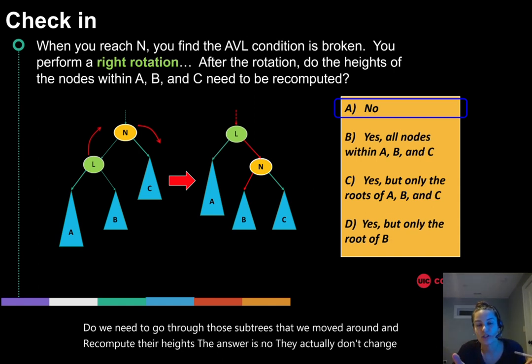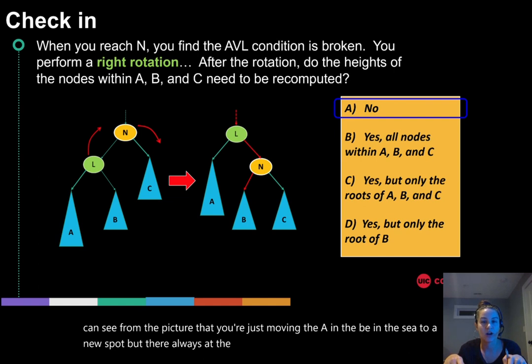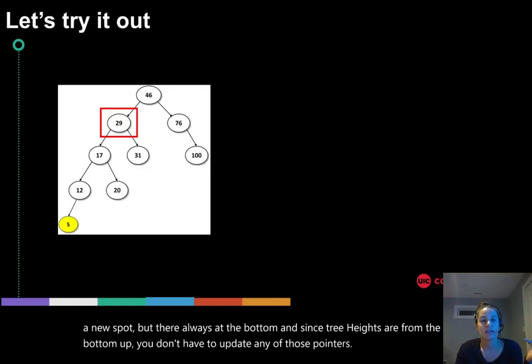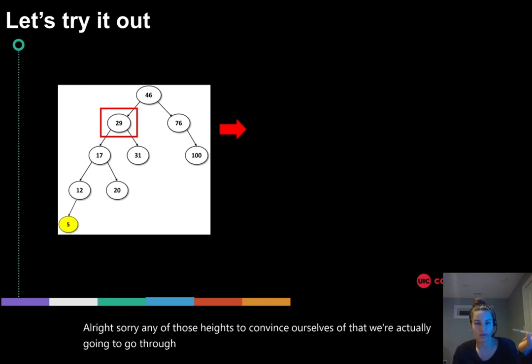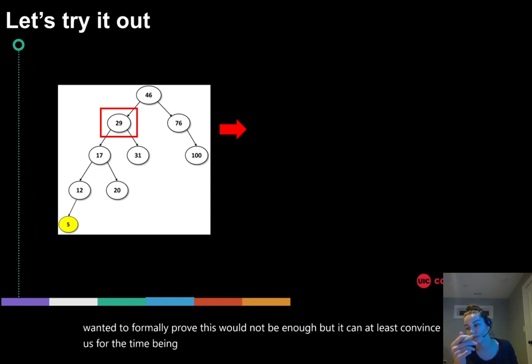You can see from the picture that you're just moving the A and the B and the C to a new spot, but they're always at the bottom. And since tree heights are computed from the bottom up, you don't have to update any of those heights. To convince ourselves of that, we're actually going to go through and prove it with one particular case. Obviously, if you wanted to formally prove this, this would not be enough, but it can at least convince us for the time being that it is true that A, B, and C heights don't change.